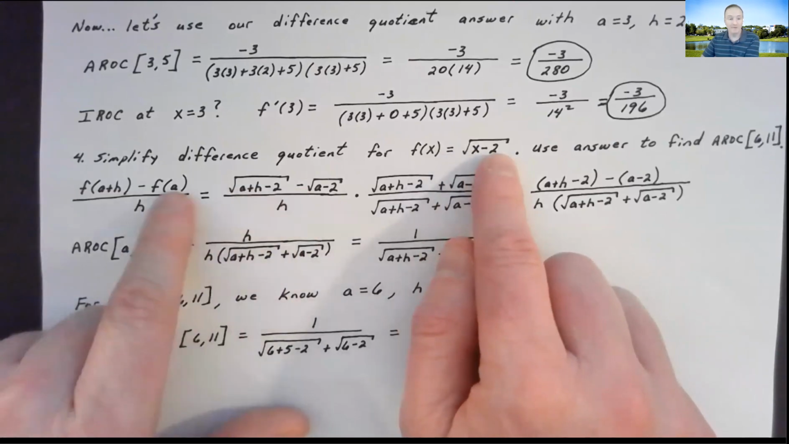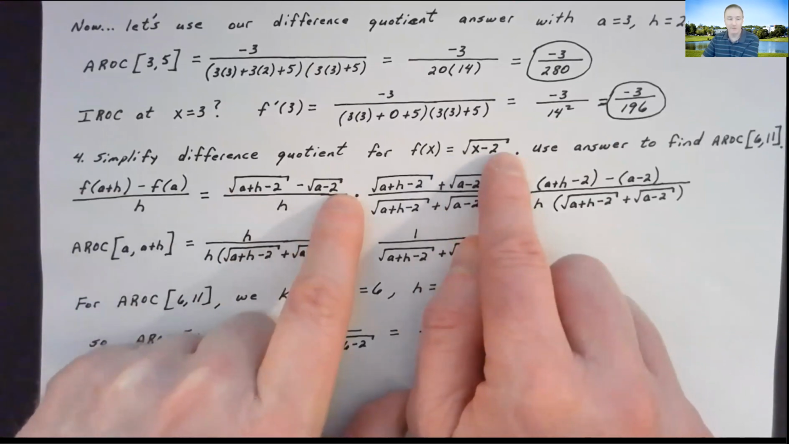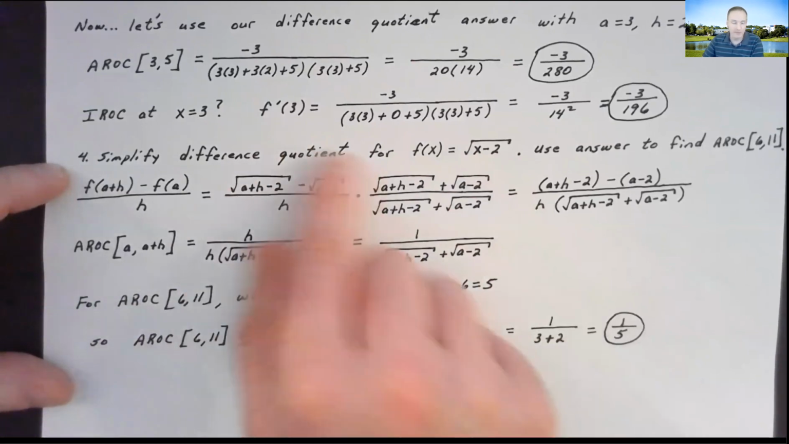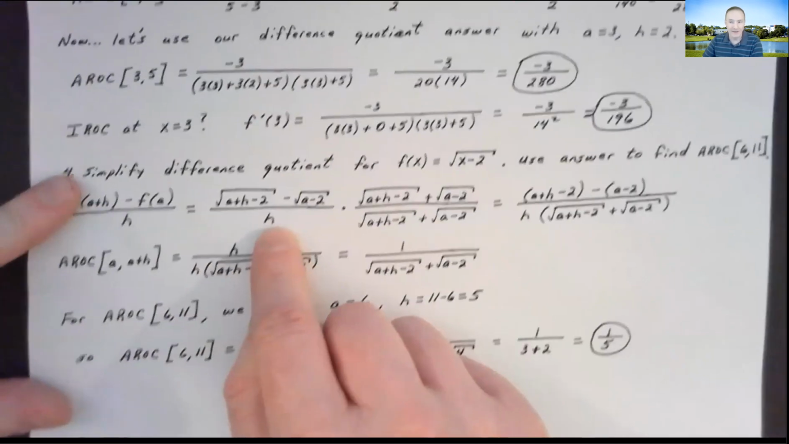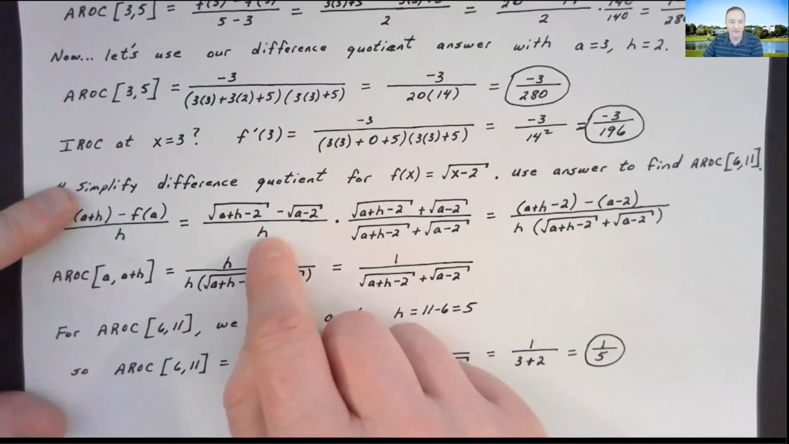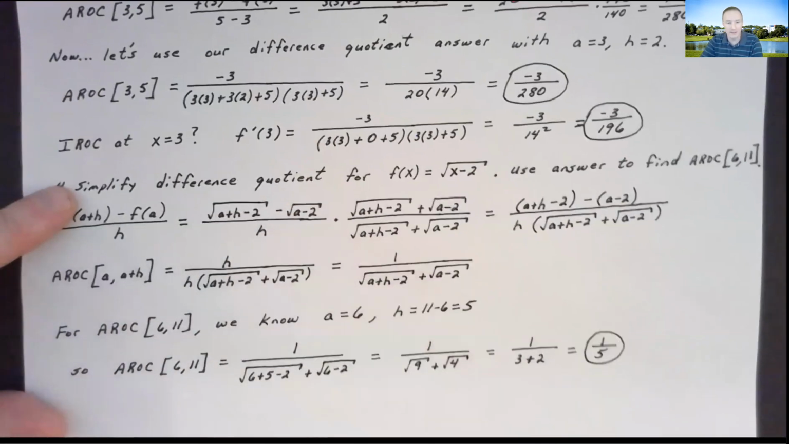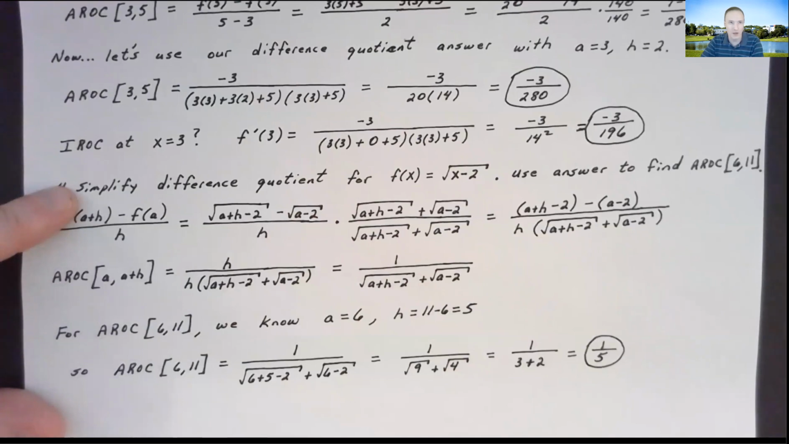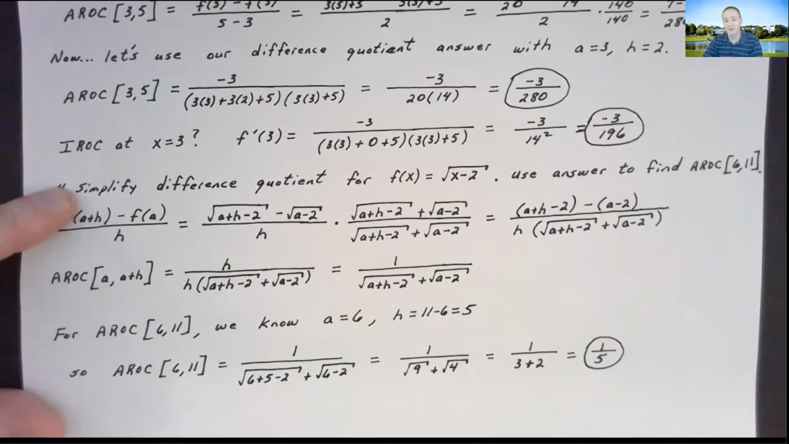Now, minus f of a, which is just the square root of a minus 2, all divided by h. At this point, remember our goal in this problem is to cancel out that h. You're never going to be able to cancel out that h unless you algebraically manipulate that numerator. As soon as you see the two square roots up there, you should automatically be thinking, ding, ding, ding, ding. The way to algebraically manipulate that is to multiply by the conjugate.